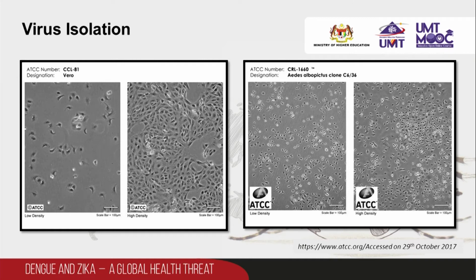Dengue and Zika viruses can be grown in vivo, which is within the laboratory animal, or in vitro, in which the virus is grown outside of the living organism in cells in an artificial environment such as in a cell flask culture. The two most commonly used cells for isolation of dengue and Zika are Vero cells, which are mammalian cells, and the C6/36 cells or Aedes albopictus larvae cells.